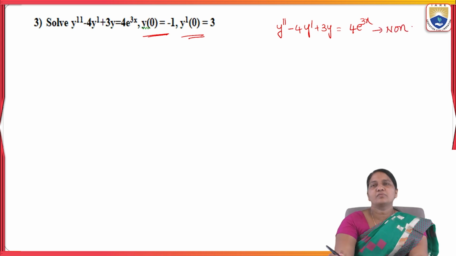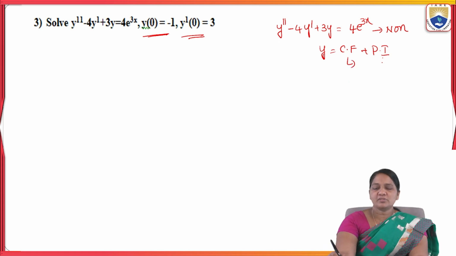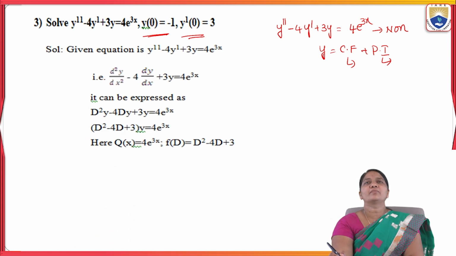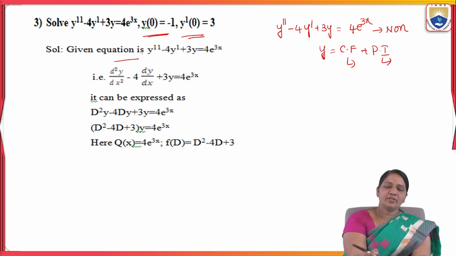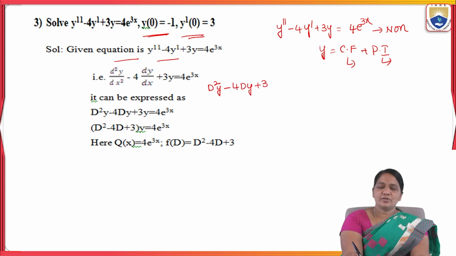For the non-homogeneous equation, what is the complete solution? Y equal to complementary function plus particular integral. So we have to calculate both the complementary function and the particular integral. First, we calculate the complementary function. The given equation is y double dash minus 4y dash plus 3y equal to 4 e power 3x. First we write the operator form: D square y minus 4 dy plus 3y is equal to 4 e power 3x.